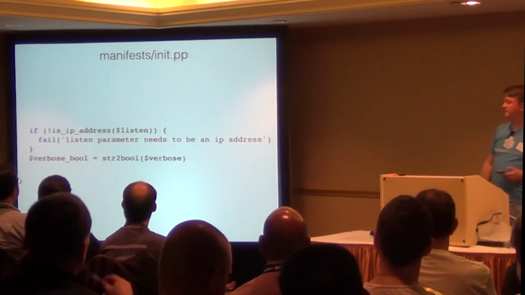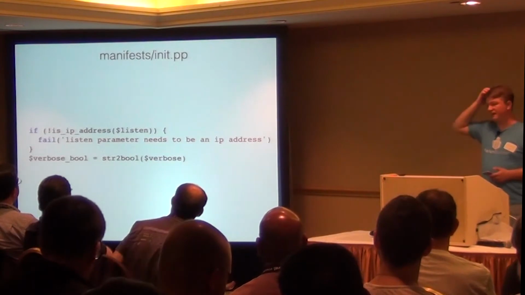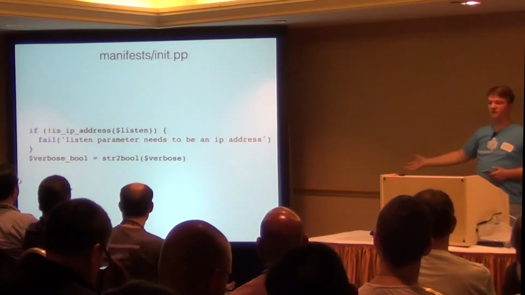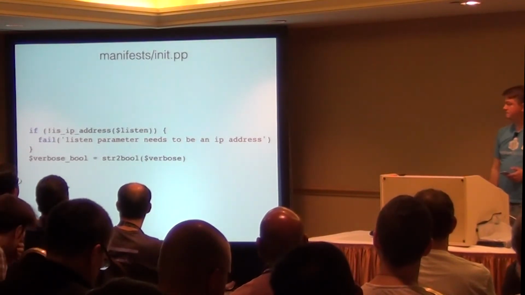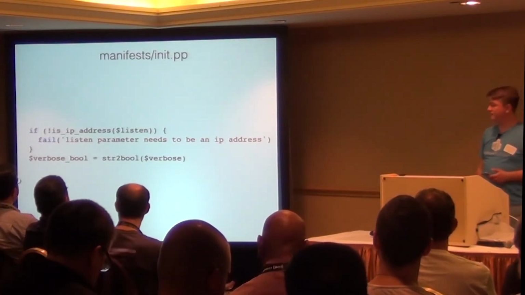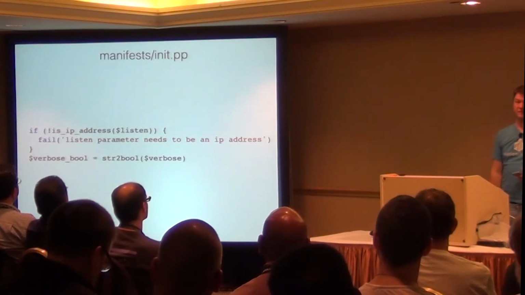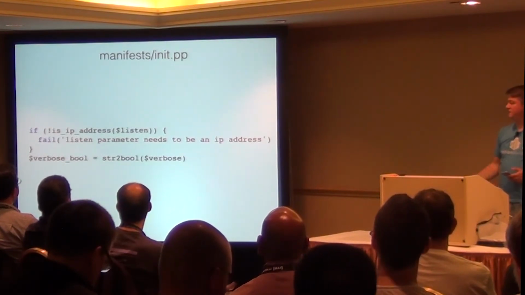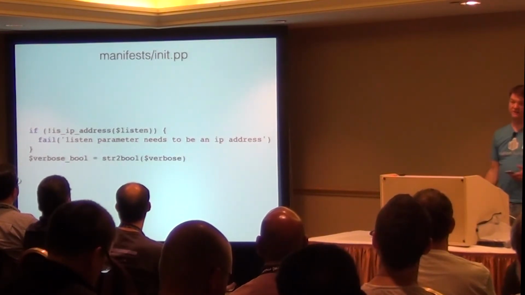The next part is that we're validating our parameters. Through here, we're just using the IP address function, which is from the Puppet Labs standard library module, to check whether the listening argument is an IP address. Because if it's not, your application probably isn't going to start.